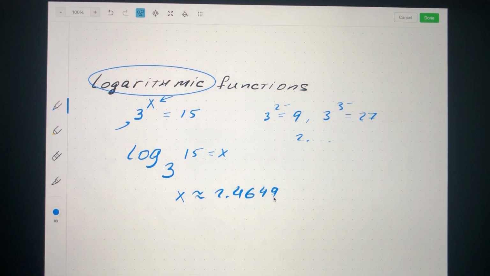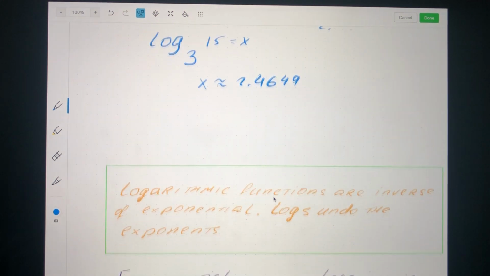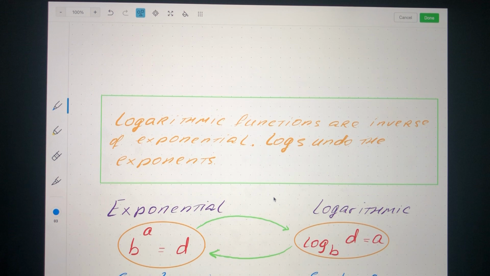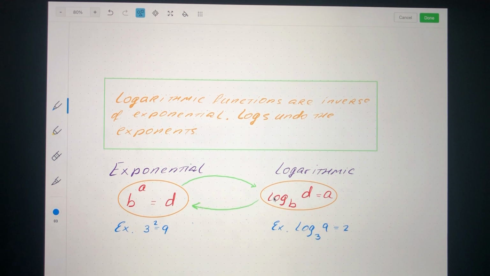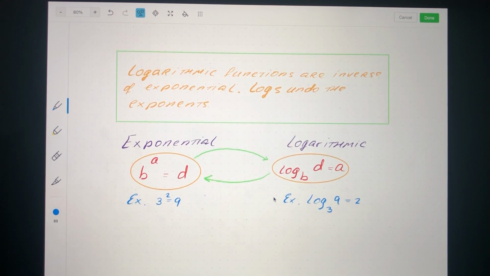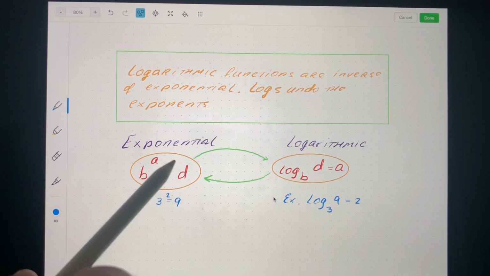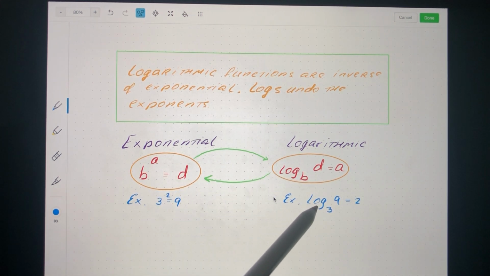So that's what logarithms are. So logarithmic functions, they undo. They are the inverses of the exponents, and they cancel exponents, just like we did. We figured out what the exponent was using the logarithms. So here is the basic structure. The exponential will have something to the power equals a number, such as 3 squared is 9. Logarithmic will have it switched, so the base will be on the bottom, but the input and output would switch. So it would look like logarithm base 3 of 9 is 2.